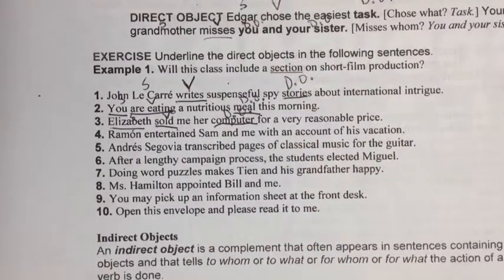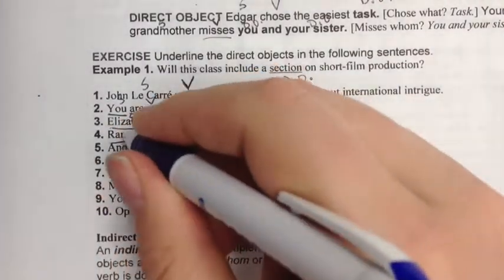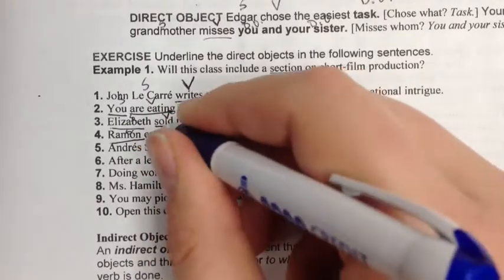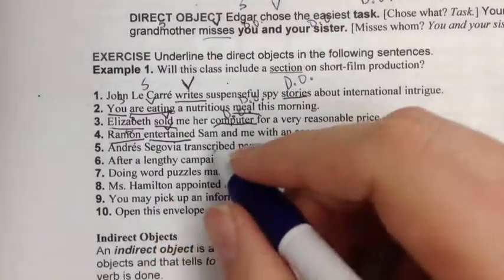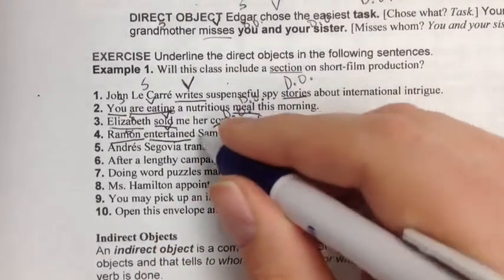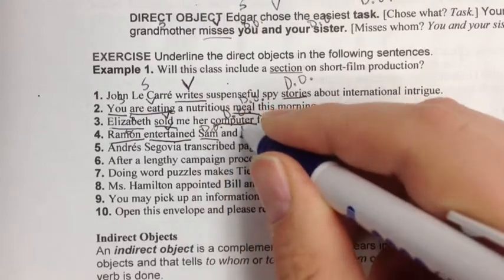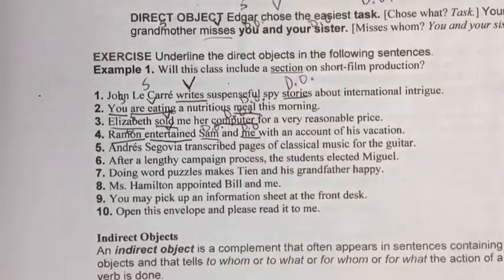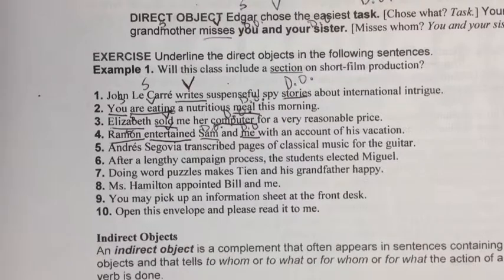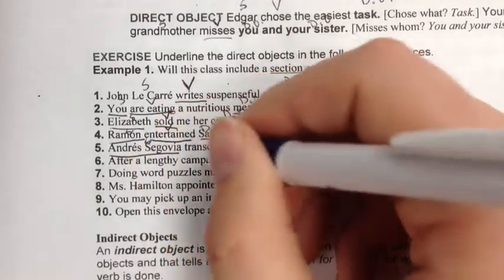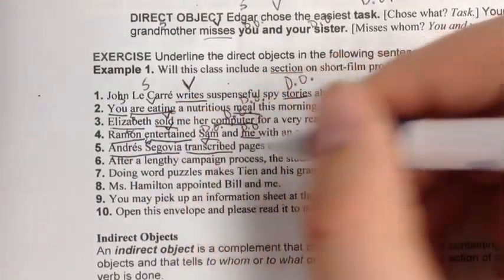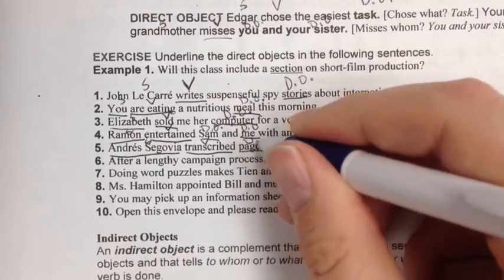Number 4, Ramon entertained Sam and me. Ramon, subject, entertained, verb, Sam and me. The people who received Ramon's entertainment are Sam and me. These are our direct objects. And the last one I'll do with you here. Number 5. Andres Segovia transcribed pages of classical music for the guitar. Here is our subject, Andres Segovia. Here's our verb, transcribed. And then pages is our direct object.